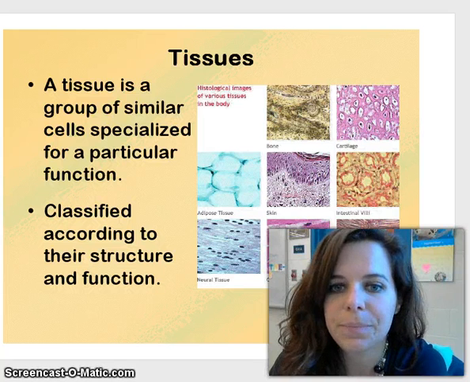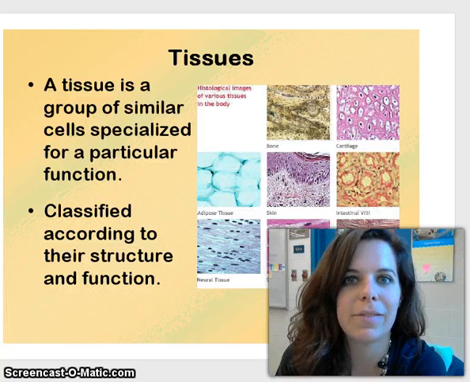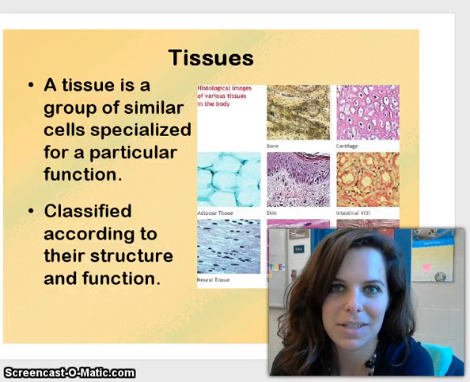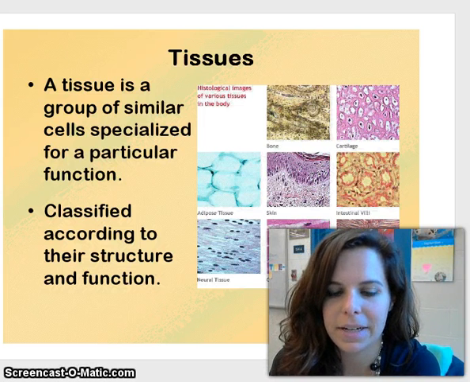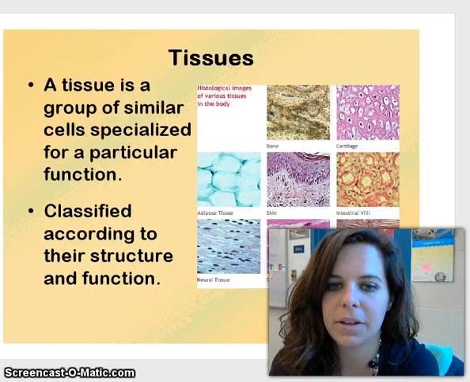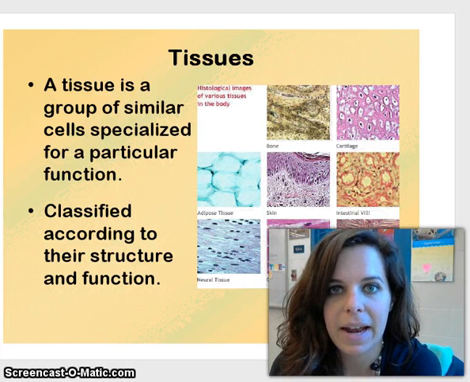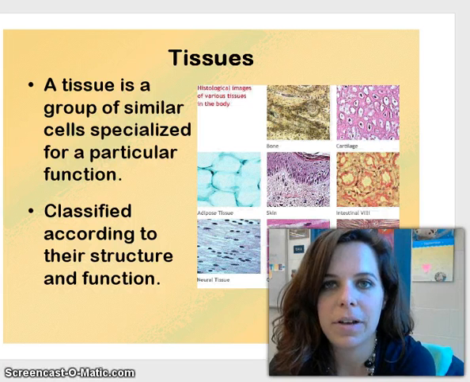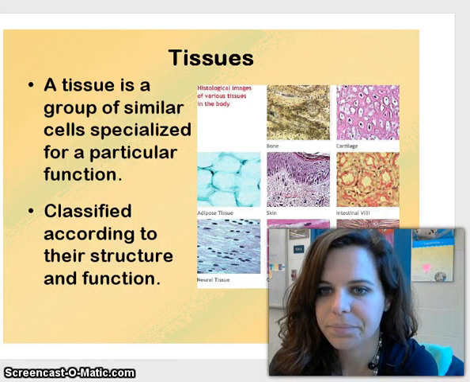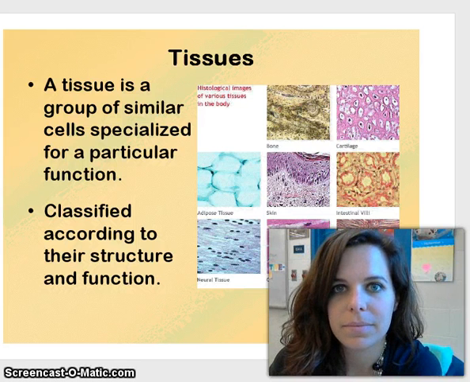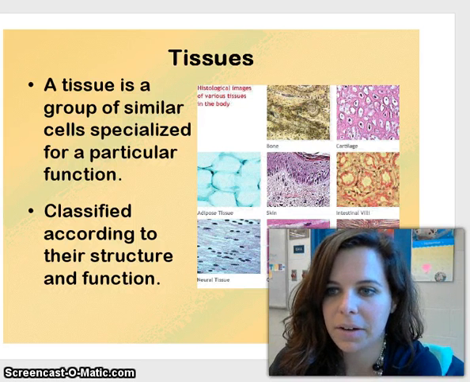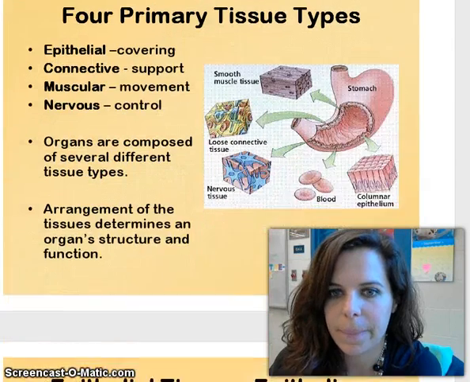So again, a tissue is, and I didn't give you note sheets for this, so make sure you're taking notes on a separate paper. A tissue is a group of similar cells that's specialized for a particular function, and they're classified according to both their function and their structure. And there's some examples over here about what tissues there are.